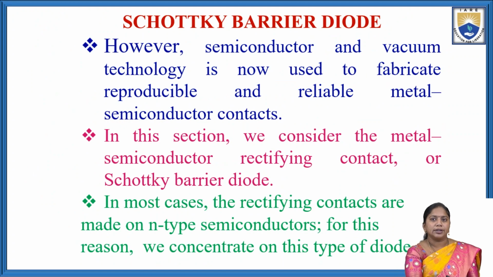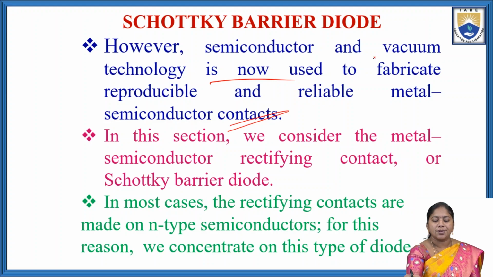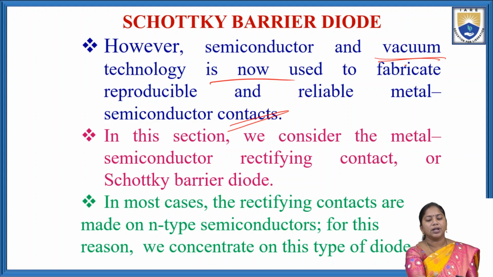However, semiconductor and vacuum technology is nowadays used to produce reproducible and reliable metal semiconductor contacts. To fabricate Schottky barrier diodes, we now use high vacuum technology to make reproducible and reliable metal semiconductor junction contacts.